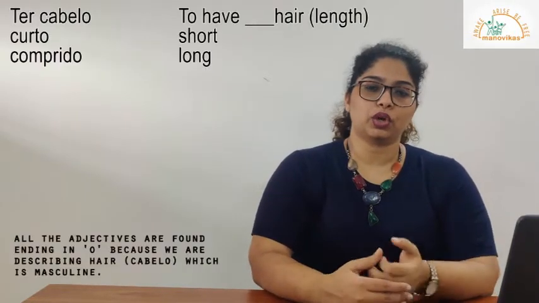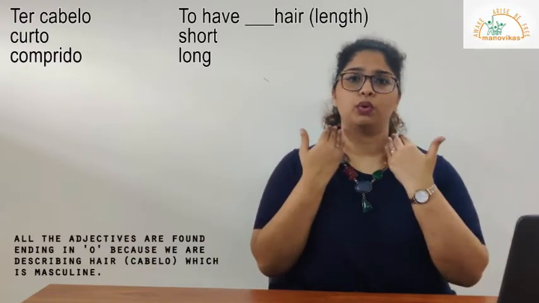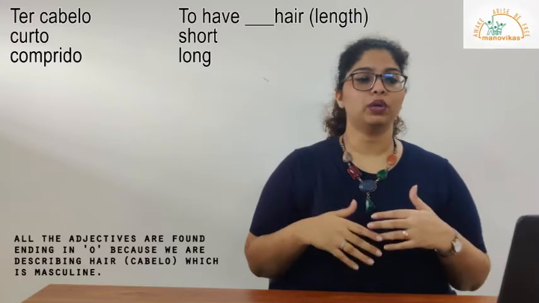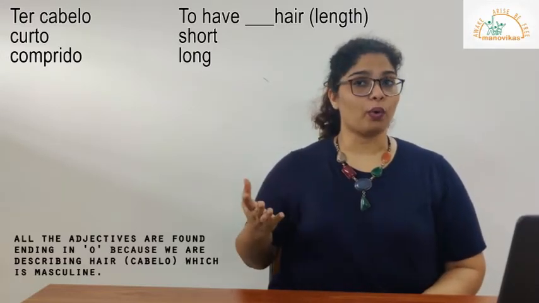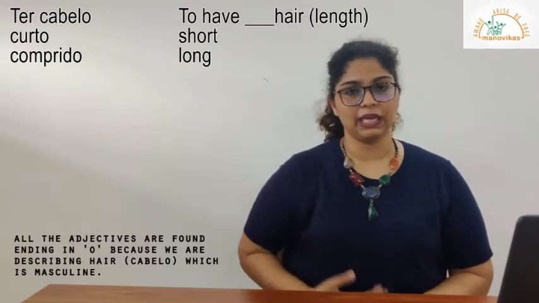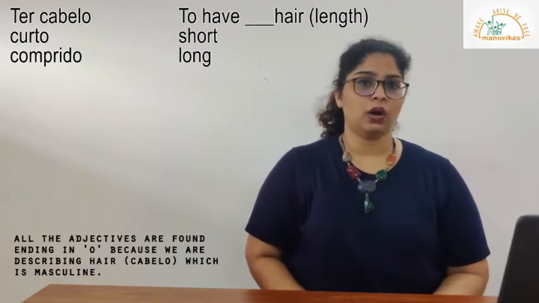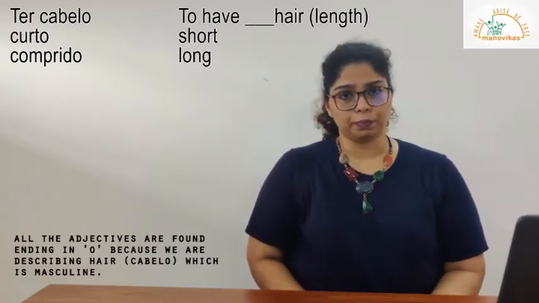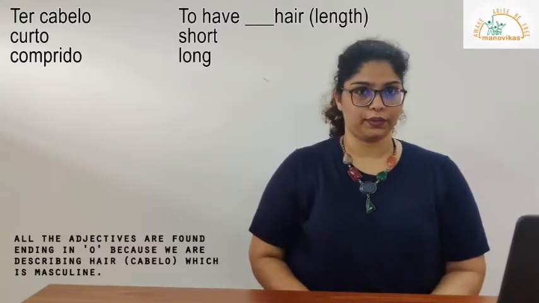And the last part we're talking about hair again, whether it's short or long. So if it's short, we'll say curto, comprido. Now if you notice, everything ends in O. Why? Because cabelo is masculine. So obviously it will be cabelo curto or comprido, ondulado or encaracolado, at every point.